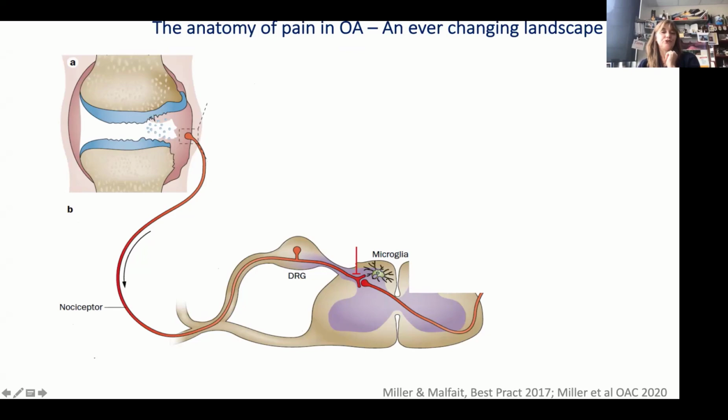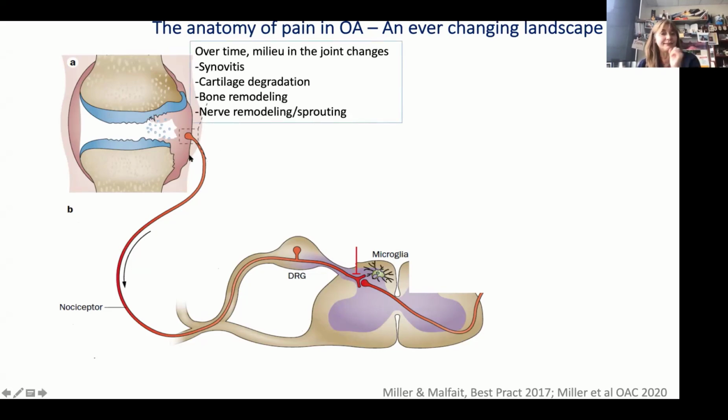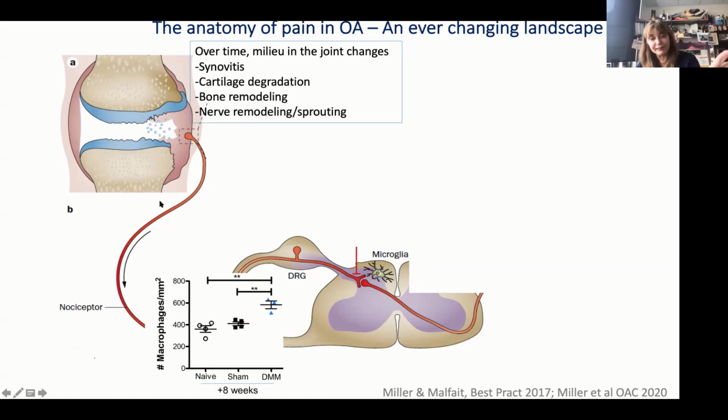I will say this too. So when we try to further understand this and try to develop new targets, we have to really look at everything that's going on in the pain pathway here. So again, I've already said it's a chronic progressive disease and all these things are happening in the joint, but there's a lot happening as well in the nervous system at the same time.